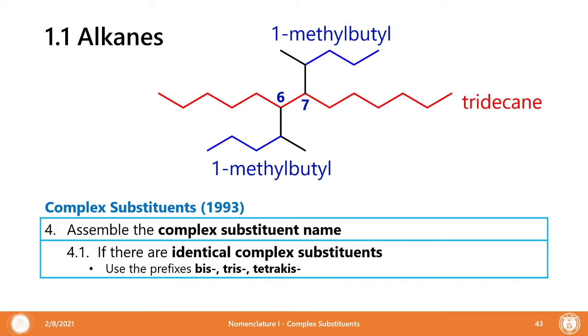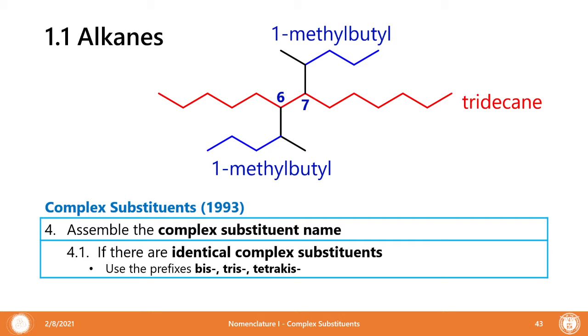Well, we use the prefixes bis, tris, and tetrakis. And this goes on further, pentakis, hexakis. That will denote how many of these multiple complex substituents we have.